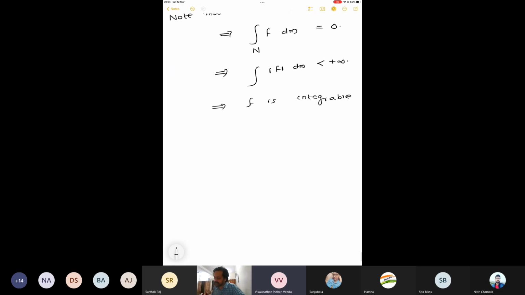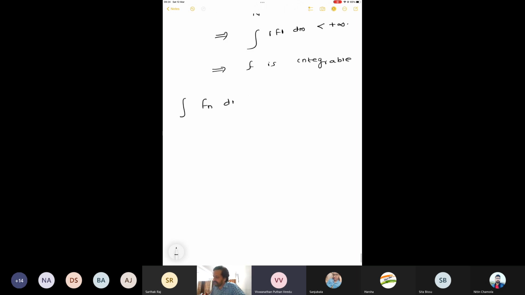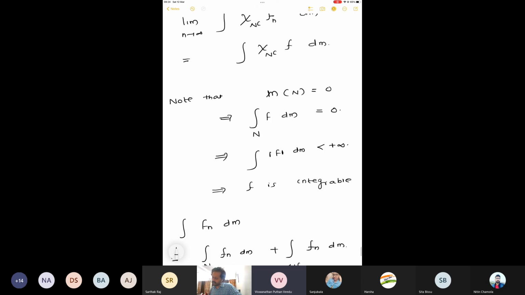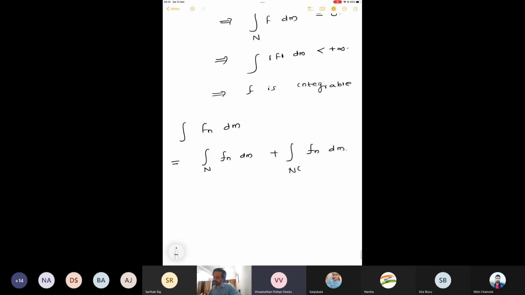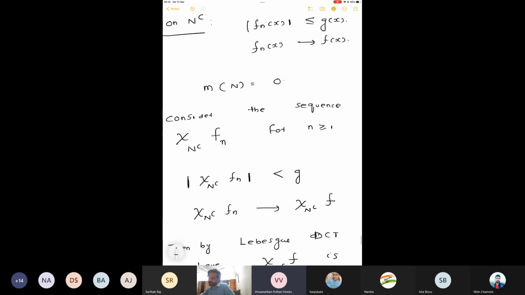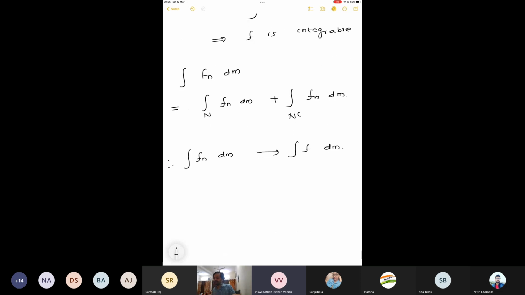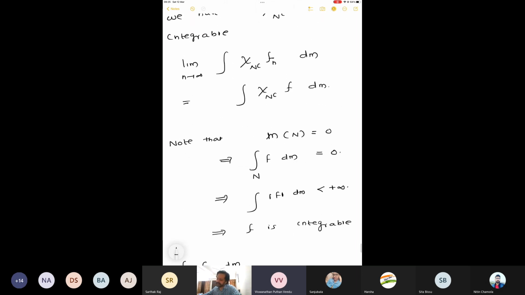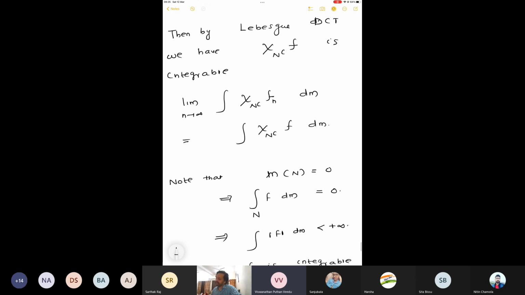I am skipping the details. You can write it. It just follows from the definition. Integral of f dm is integral over n of f dm plus integral over n complement of f dm. Okay. And on n, integral of f dm is 0. And therefore, integral of fn dm converges to integral of f dm. On n it will be 0, and for n complement this convergence we have. Therefore, you have integral fn dm converges to integral f dm. Okay. So what we did in MCT, that remark is similar to that. I have omitted certain details here, but you can fill it.